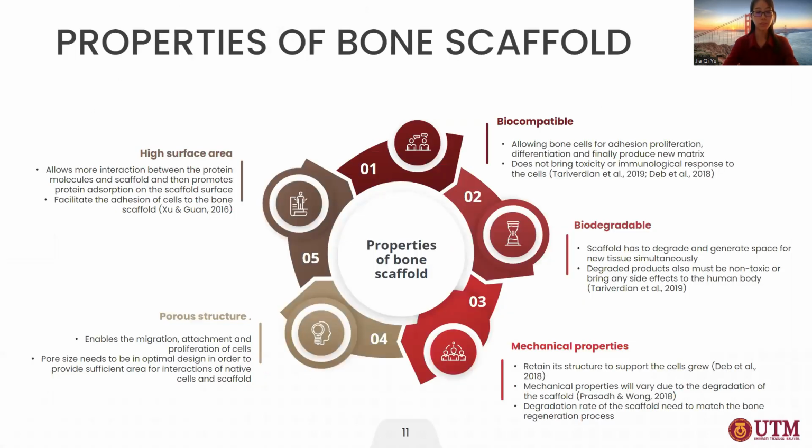The properties of the bone scaffold also need to be optimized to ensure functionality. First, it is biocompatible, allowing bone cells to adhere to the scaffold surface and proceed with proliferation, differentiation, and finally produce new matrix. The scaffold is degradable to generate space for new tissues. Besides, the degraded product must also be non-toxic. The bone scaffold needs to have good mechanical properties to retain its structure to support cell growth. Lastly, it should have a porous structure and high surface area to enable the migration, attachment, and proliferation of cells.